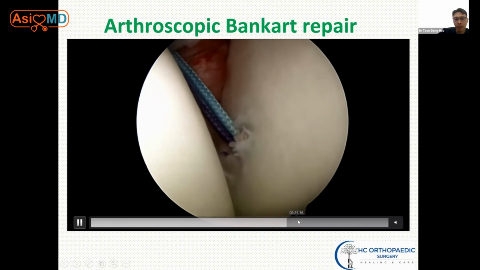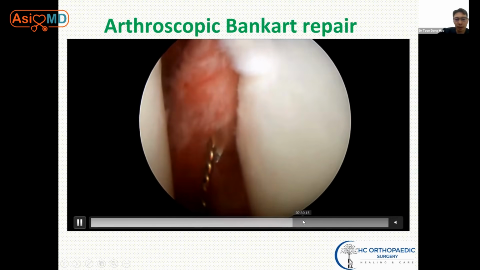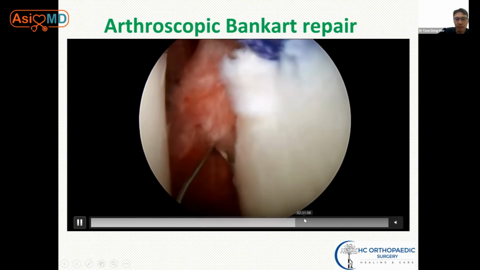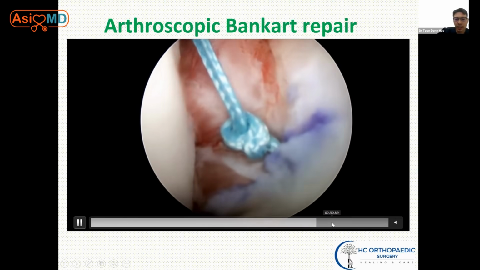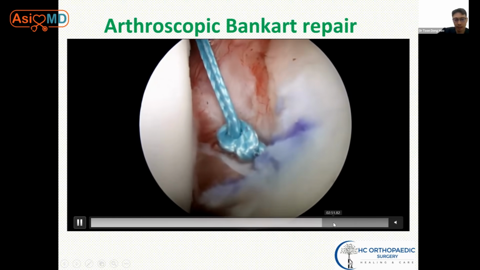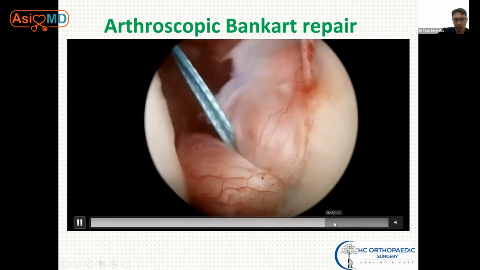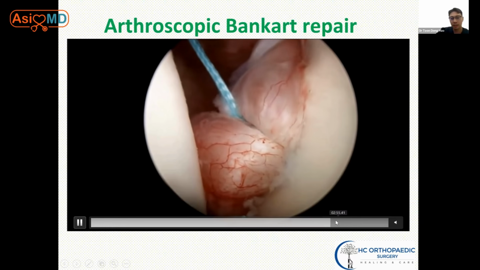Okay. Subsequently, we pass our anchors into the bone. So these are the anchors going into the bone. And we use a special passer to pass our sutures that come out from the suture anchors. And we want to tie the capsular labral complex down and create what we call a capsular labral bumper, as I showed earlier. So this is coming towards the end of our surgery.